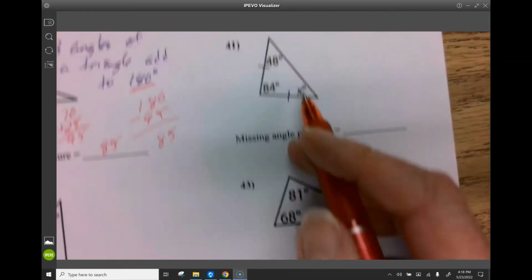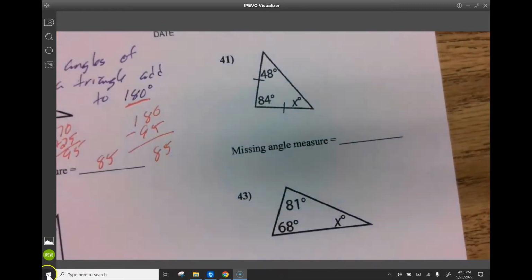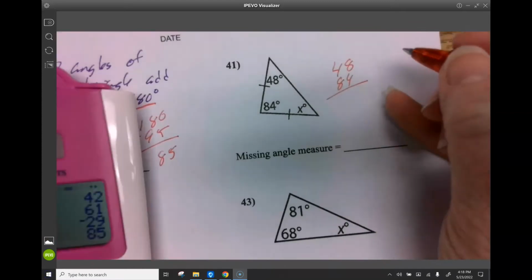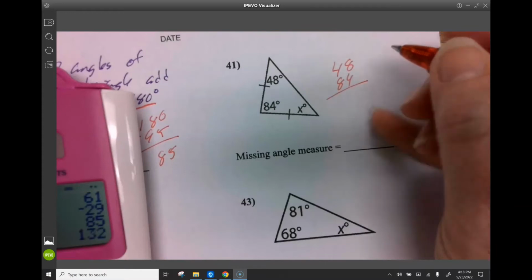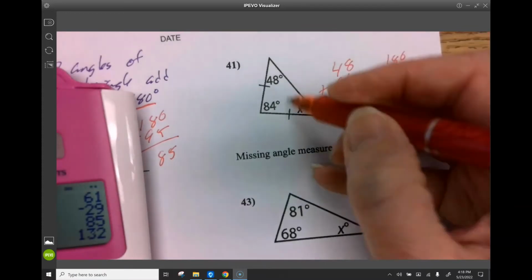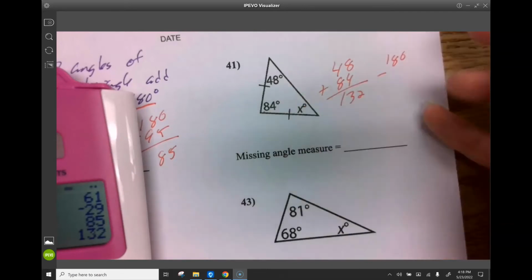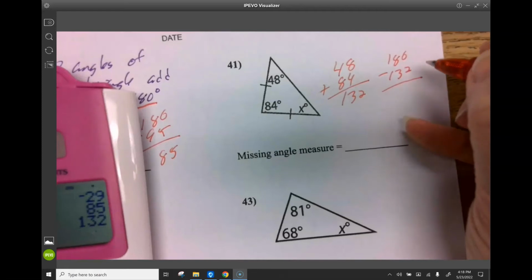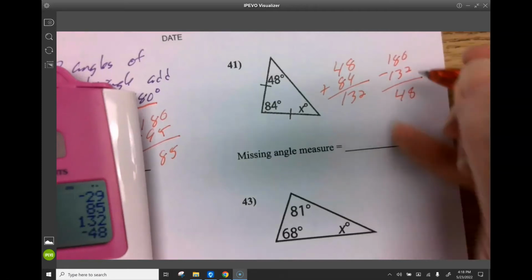Do this next one, go. So I'm going to take 48 plus 84. I'm going to add those two together. I get 132. Now I'm going to take 180 and subtract because all three of them add up to be 180. And I get 48 degrees.